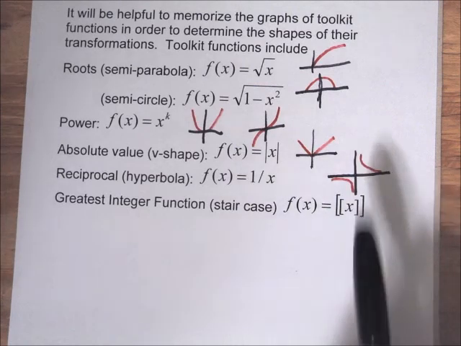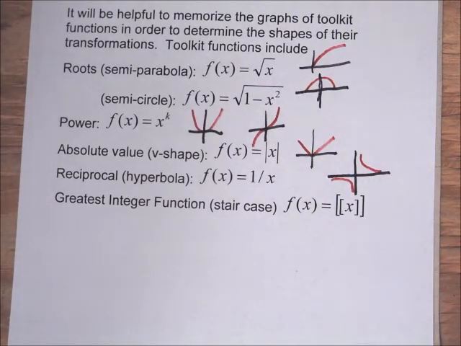If x is 0, then it's undefined, and that's actually where one of the asymptotes is, and the range is the same. The y value cannot be 0.